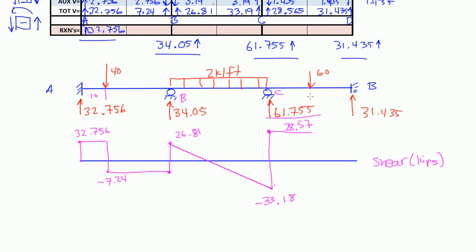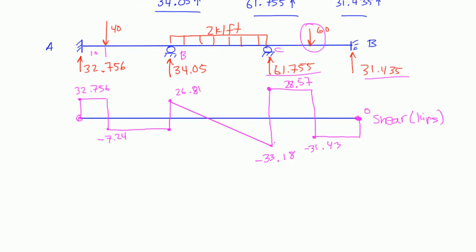Again, nothing happens until you get to the 60 over here. The 60 brings you down to negative 31.43, right? So minus 60. Then again, you keep going, and then you have this 31.43 pushing you back up to 0. Okay? So that's the shear diagram.